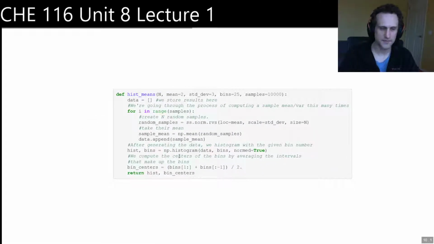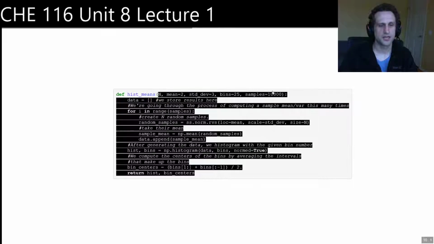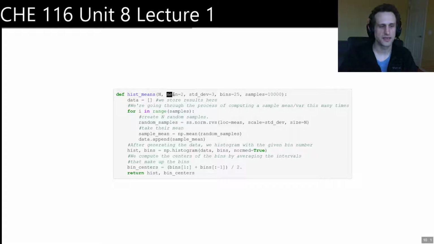Again, this code is a little bit complicated, but I just want you to get the key idea. I wrote this as a function this time, but it's the same as before. We're going to simulate the process of computing sample means. Let's take a look at what the function takes. The first thing is the mean. This is the population mean, the true hidden mean we're trying to find.